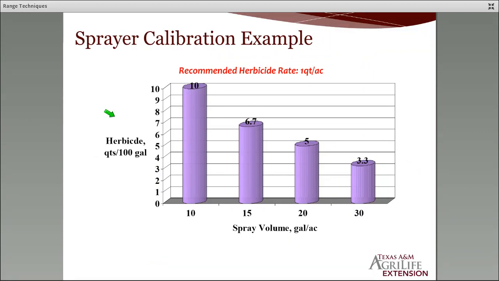Here's an example that shows why calibration is extremely important. Let's say the recommended rate of the herbicide is 1 quart to the acre. Here on the vertical axis, you have herbicide quarts per 100 gallons. Here you have spray volume in gallons per acre. And you can see how, depending on how much we're putting out, what our spray volume is, that could greatly impact the herbicide rate that we are putting out.